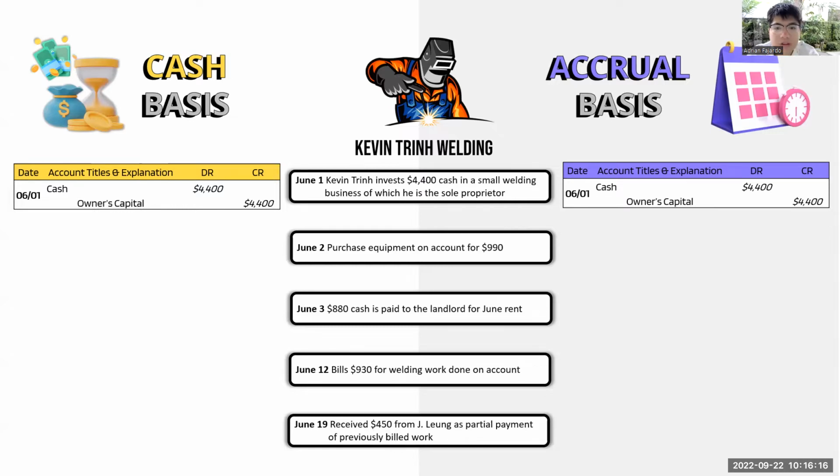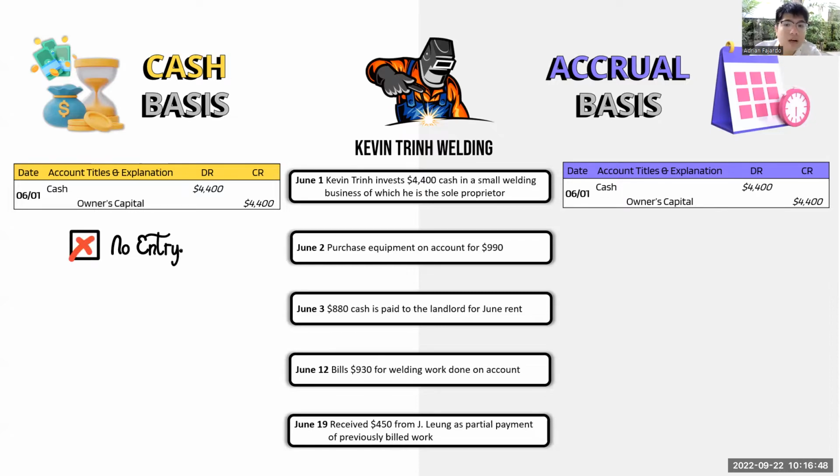But now, moving on to the second transaction on June 2, it says purchase equipment on account for 990. Pero the key thing here is that it mentioned on account, right? And therefore, the first question under cash basis, mayroon bang cash involved? The answer is no. And therefore, under cash basis, there's no entry. So basically, walang pakialam si cash basis kasi walang cash na nangyari, right? However, this is where the major difference comes in.